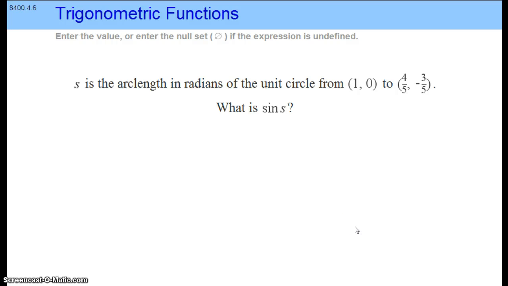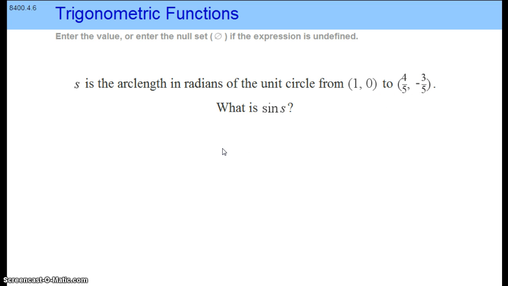So this video is on trigonometric functions, specifically arc length. We'll be going over this problem. The problem is: S is the arc length in radians of the unit circle from (1, 0) to (4/5, -3/5). What is sine S?